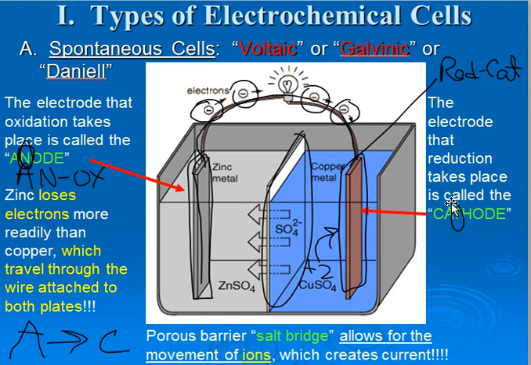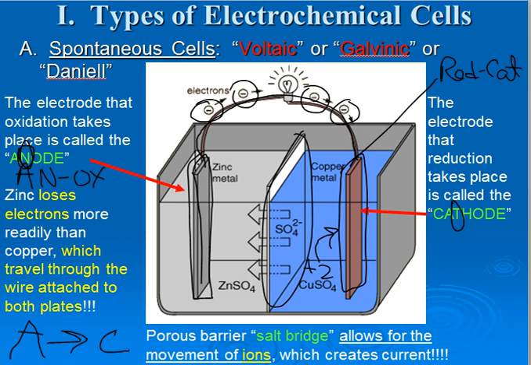And we need to know that ions will move in a direction to keep the anode negative and to keep the cathode positive. So that will be something that we'll be seeing as well. So negative ions will move towards the anode to keep the anode negative, and positive ions will move towards the cathode to keep that cathode positive.